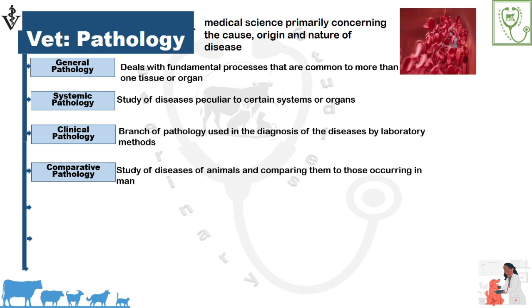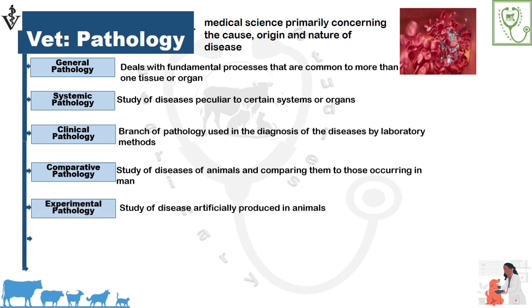Comparative pathology. It is the study of diseases of animals and comparing them to those occurring in man. There are certain diseases which are zoonotic, which can be transmitted from animal to human. Tuberculosis is one of them, which affects animals as well as humans. If we compare the pathology of tuberculosis between human and animal, then it is said to be comparative pathology.